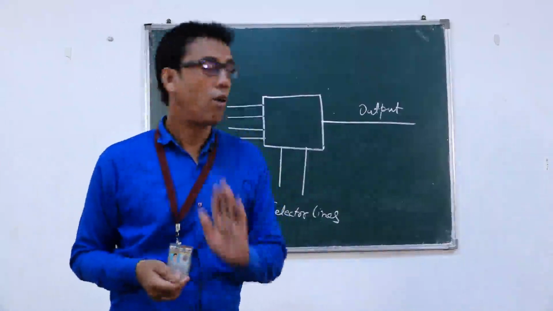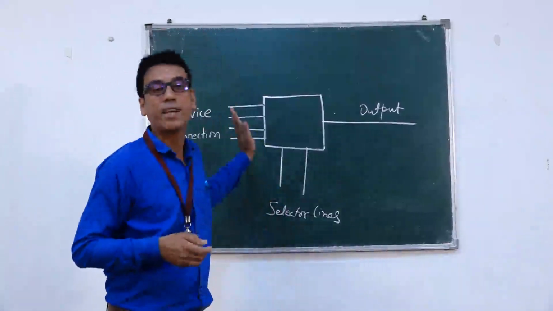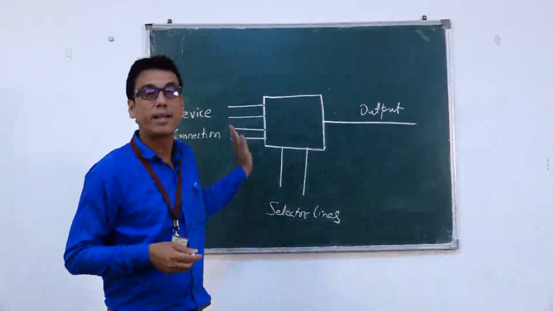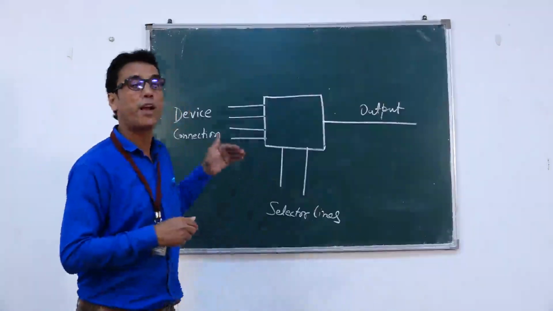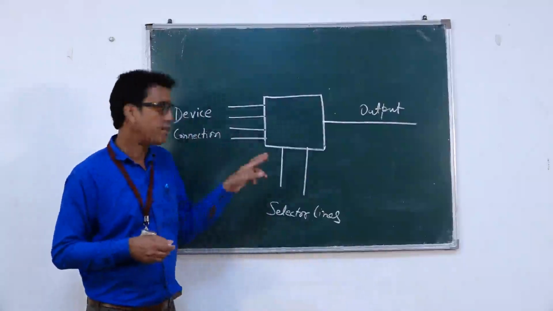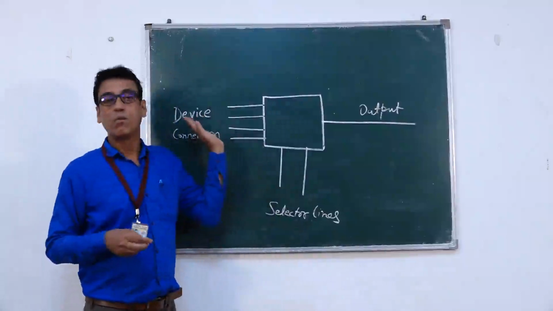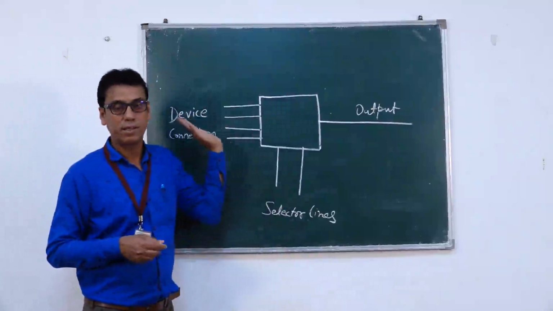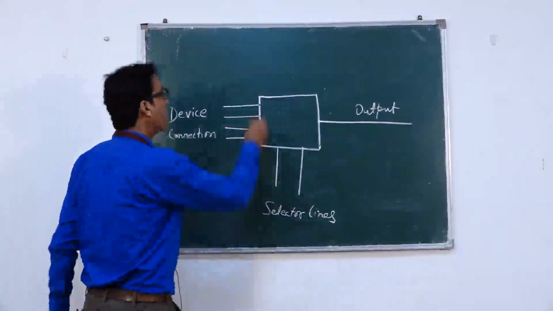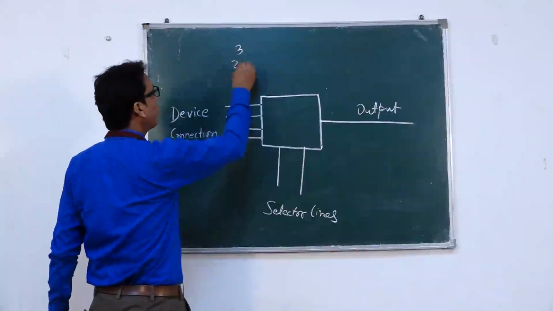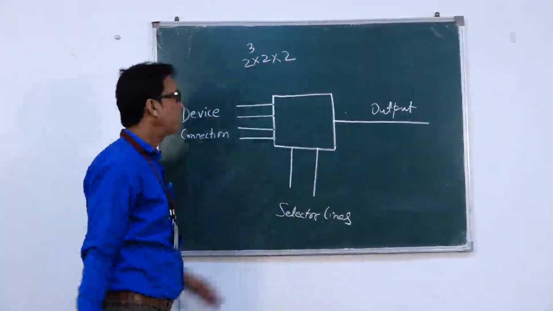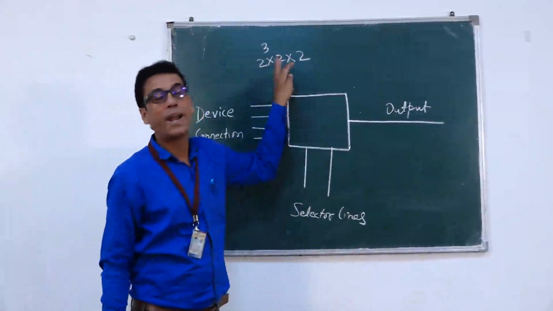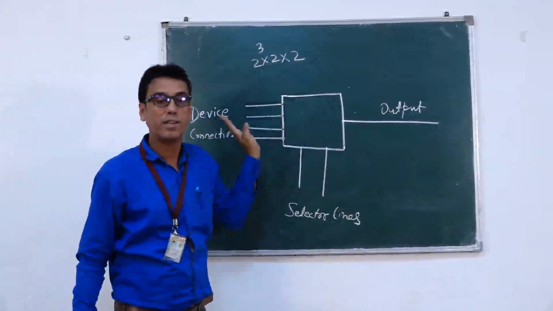The formula of selector lines and device connection lines is that if there are n selector lines, then there are 2 to the power n device connection lines. It means 2 selector lines, then 4 device connection lines. In the same manner, if you have 3 selector lines, then 2 into 2 into 2, that is 2, 4 and 8 device connection lines will be there.